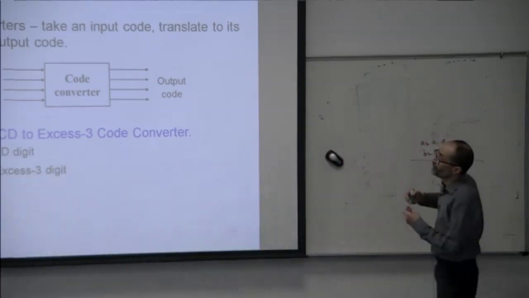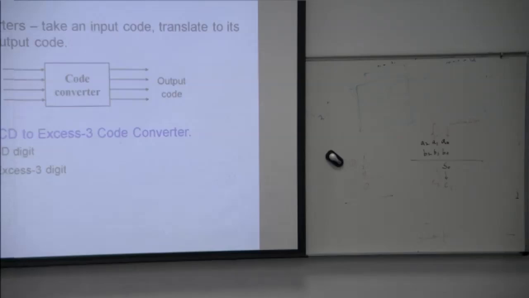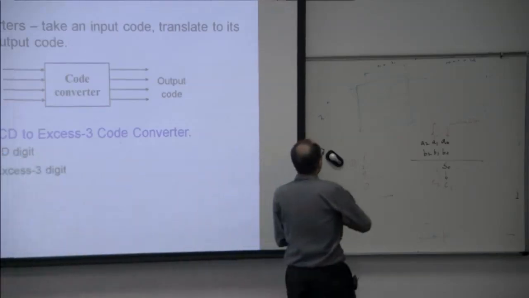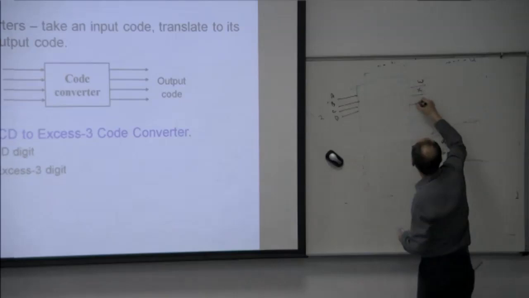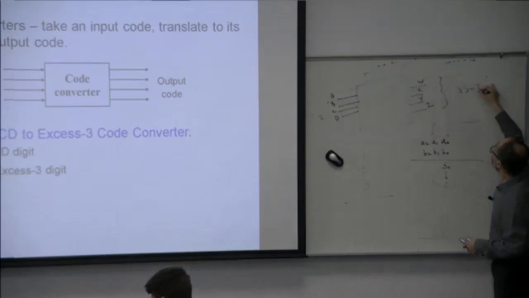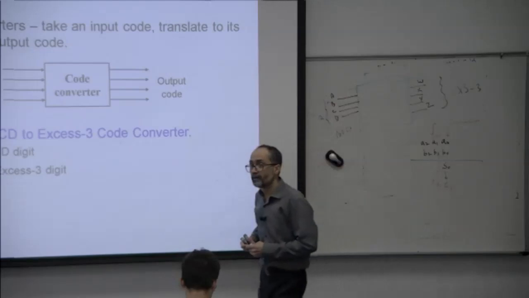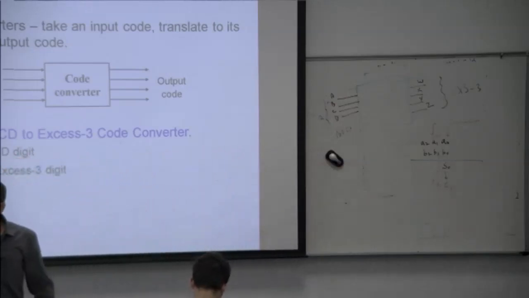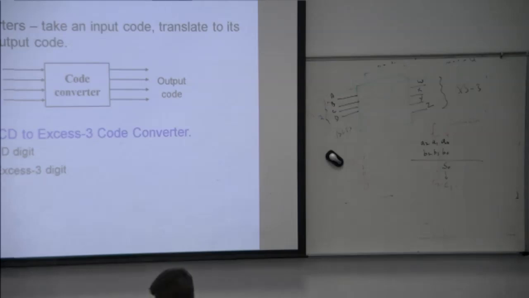What is the input? BCD. So ABCD is the input, and W, X, Y, and Z is the output. Which code is this? XS3. And which code is this? BCD. Draw the truth table. How many don't cares do we have? 6. Please do it quickly. I'm coming to everyone.